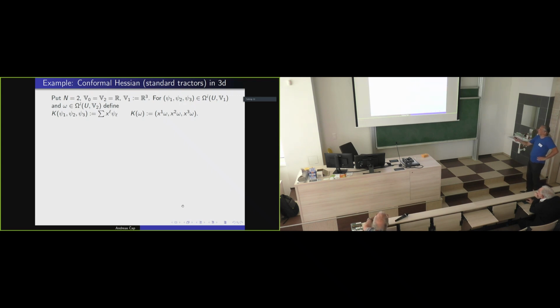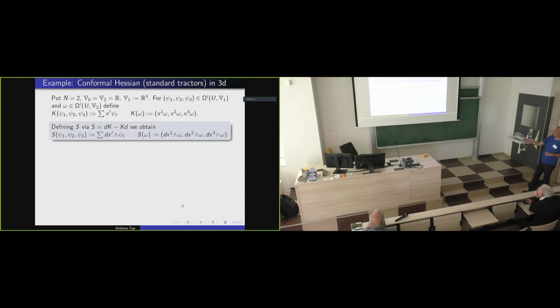Okay, so this is like conformal standard tractors, or in the applied math community, the conformal Hessian complex. So you just have V0 equals V2 is R, V1 is R3. So you just take a triple of 1-forms to denote V1-valued forms. And then you see the Ks are just given by multiplication by coordinate functions and summing up, respectively by taking a form, multiplying it by the coordinate functions and putting it into a slot. Yeah? So it's about the simplest thing that you can do.